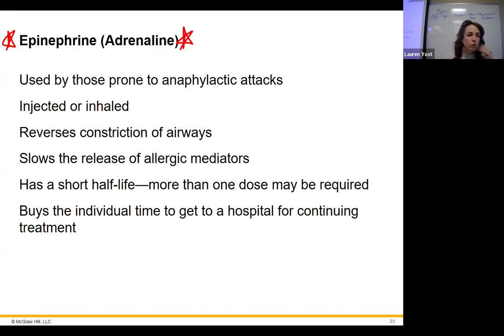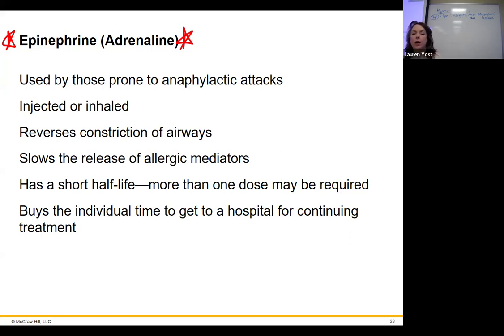Okay. So epinephrine or adrenaline, do not forget they are the same thing. A lot of times I will include that on tests or quizzes or something. So if you are prone to anaphylactic attacks, we will have you carry an EpiPen. It reverses the constriction of your airways and slows the release of allergic mediators to prevent it from getting worse. It has a very short half-life.